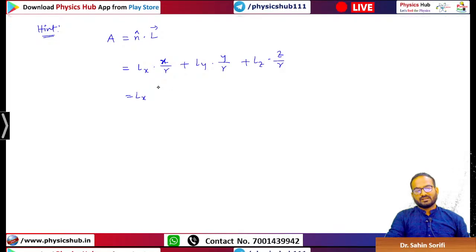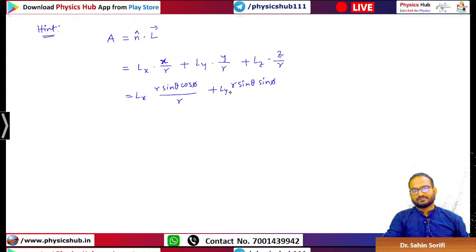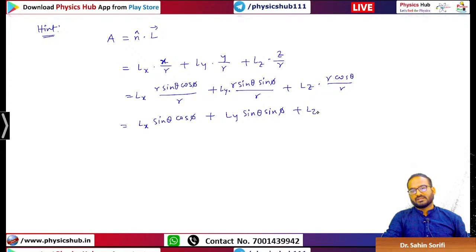So x in spherical polar coordinates is written as r sin theta cos phi, y is r sin theta sin phi, and z is equals to r cos theta. We know this. So this is Lx sin theta cos phi, Ly sin theta sin phi, Lz cos theta. Okay.